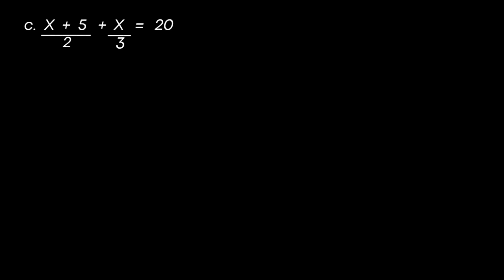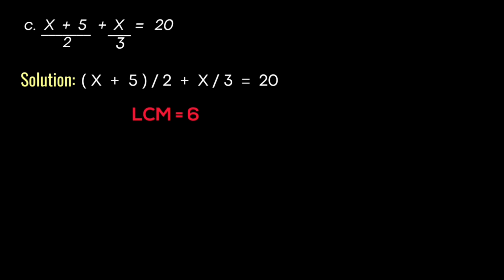C. x plus 5 by 2 plus x by 3 equals 20. Solution. Write the equation as it is. Now make the denominators equal using LCM. The LCM here would be 6. Now we get the equation 3 multiplied by bracket x plus 5 plus 2x whole upon 6 equals 20.